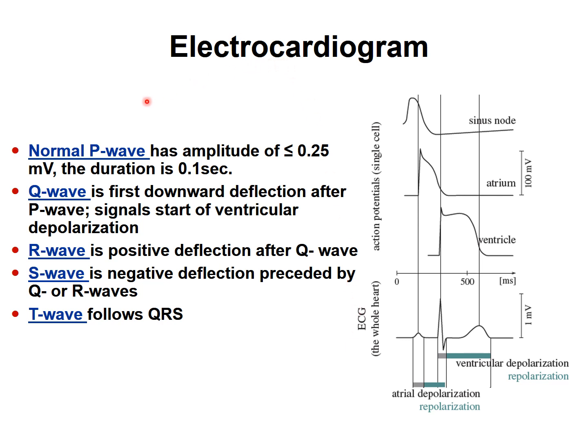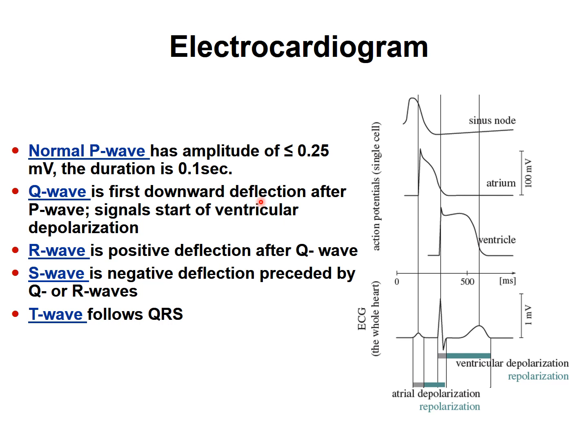Electrocardiogram. We have different waves. The atrial activation is represented by a P wave. The normal P wave has a duration of about 0.1 second, and the amplitude is less than 0.25 millivolt. After the isoelectric line, we have a Q wave. This is the first downward deflection after the P wave.